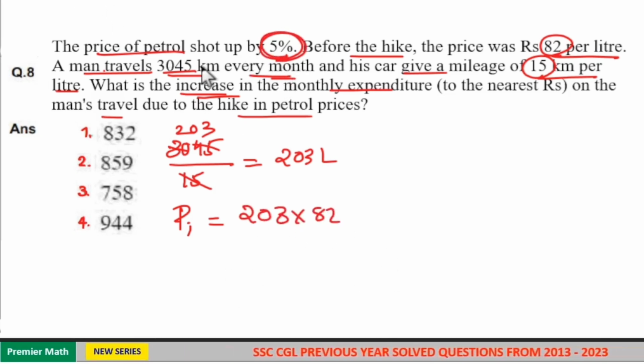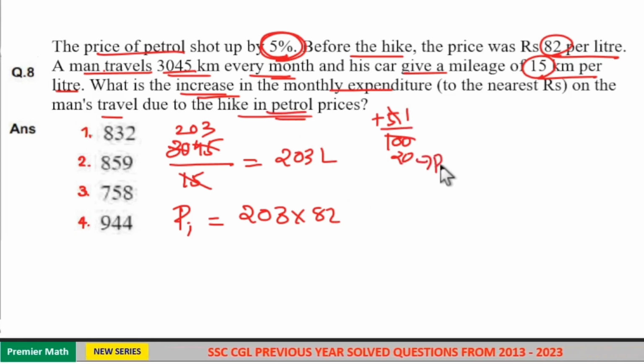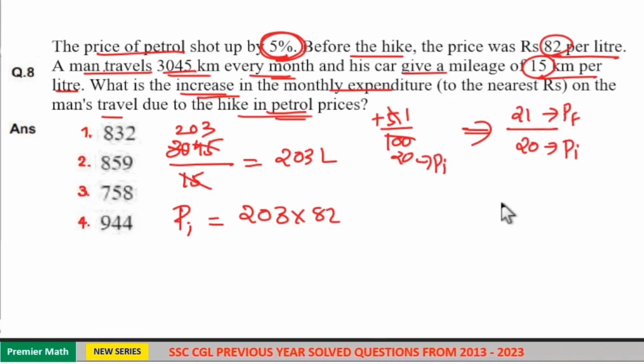Now the price increased by 5%. So 5% increment means 5 by 100. 5 goes 20 times in 100. So plus 1 by 20, where 1 part is the increment we have to find. Here 20 part is the initial price. Initially the price of petrol was 20 part, that is, he has to pay 20 part. Finally it is increased by 1 part, that is 20 plus 1, 21 part he has to pay. This is the final price of petrol.